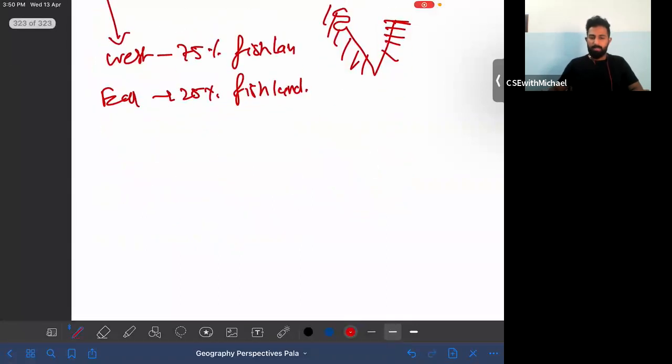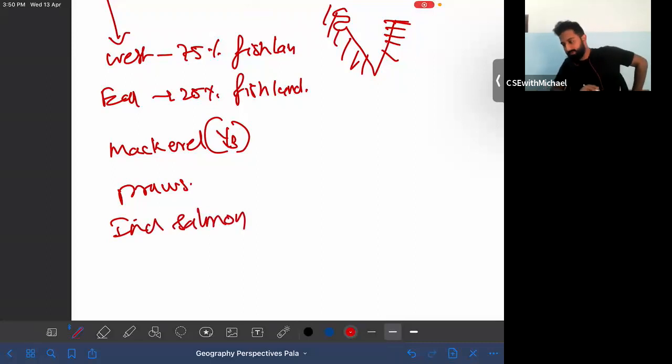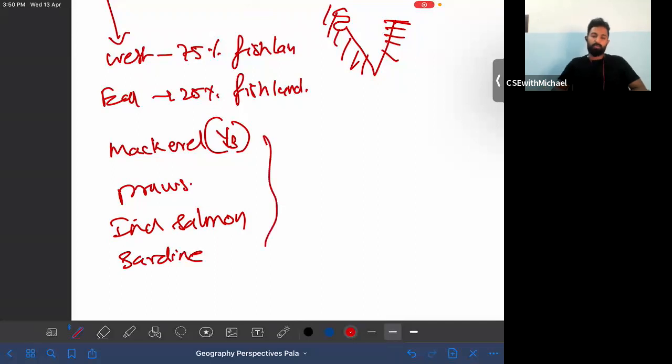India is relatively rich. For example, some of the species include mackerel. One-third of the catch is of mackerel fishes. Then there are prawns, which are famous. Indian salmon is there. Remember a couple of names. Questions will be asked on fisheries in India, its potential, its challenges and bottlenecks. Sardine is another common one. So you can remember three to four names. When you are asked about potential, you can easily write about those few species.